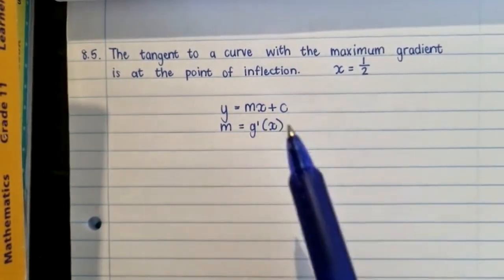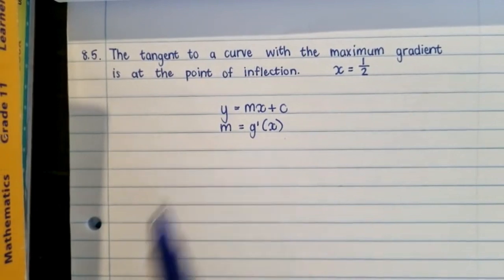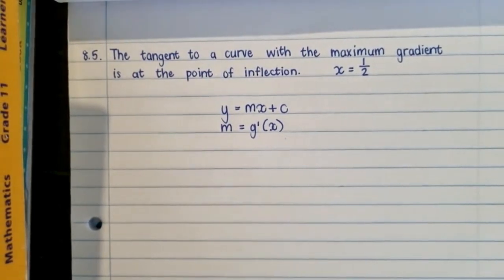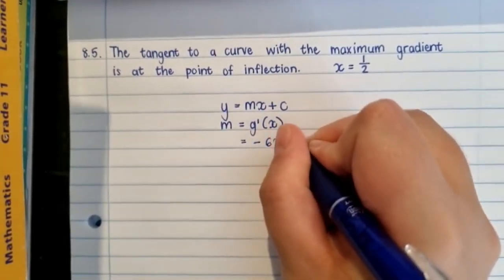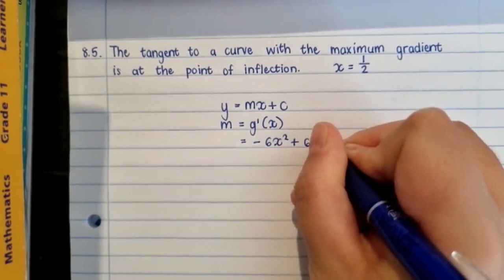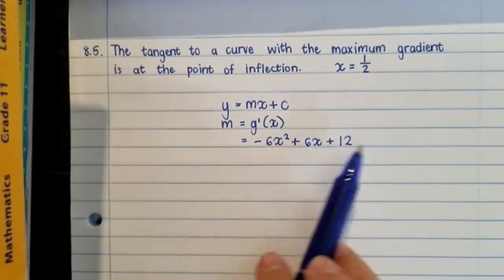That will give you something that is in terms of x, right? And guys, they've actually given us this derivative. We could find it because we actually know what the equation of the graph is now. But they gave us g dash of x. Remember, they said that this is negative 6x squared plus 6x plus 12. All right, so that is the gradient of the tangent.